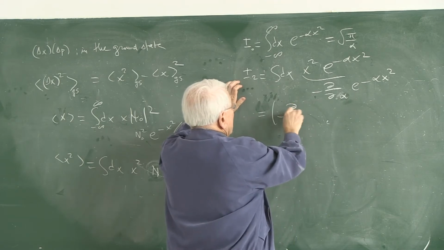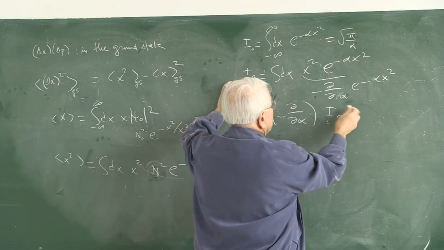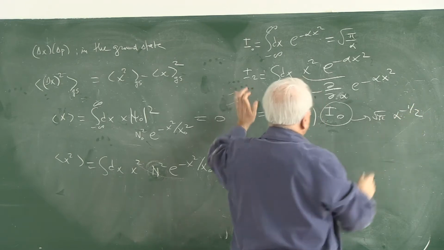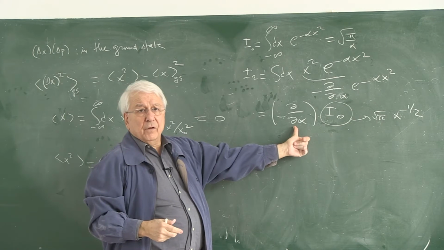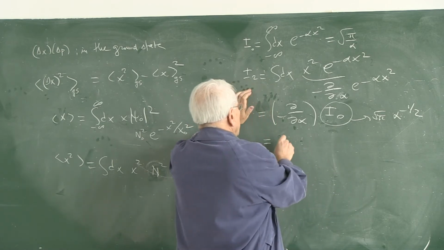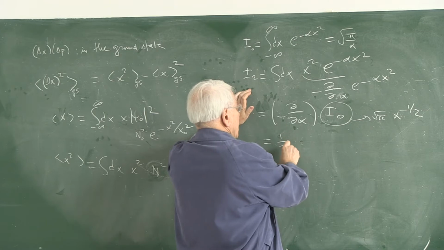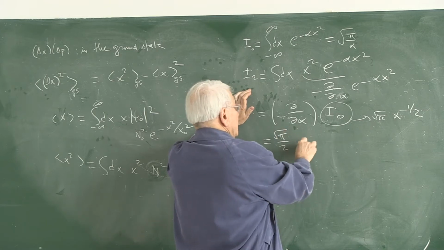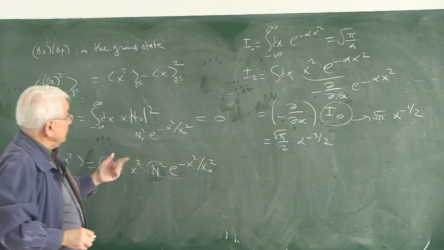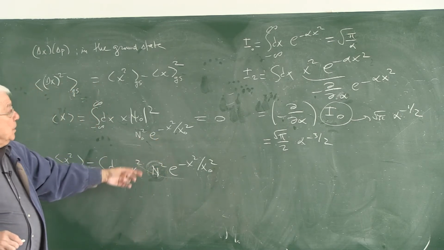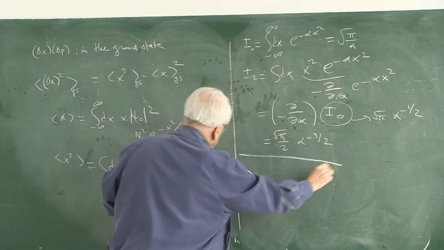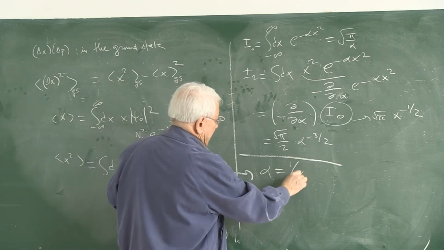So you take the minus d by d alpha out, and it's reduced to I0, which is this one, square root of pi times alpha to the minus a half. When you take the derivative of alpha to the minus a half with respect to alpha, it is minus a half, and minus times minus is plus a half. So it's 1/2, so square root of pi there, and alpha to the minus 3/2. So the result is this. So I can really copy that result in here. What is my alpha here? My alpha is 1 over x0 squared. The alpha in this example is 1 over x0 squared.